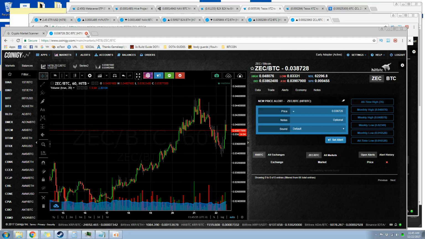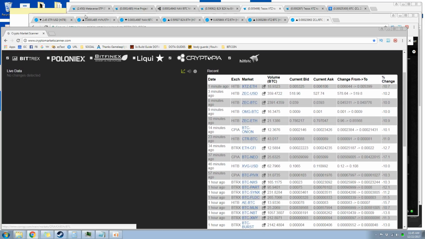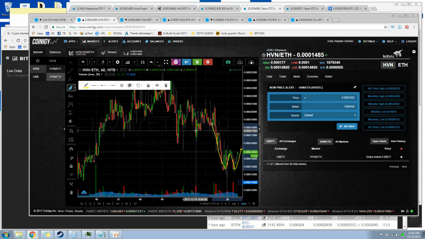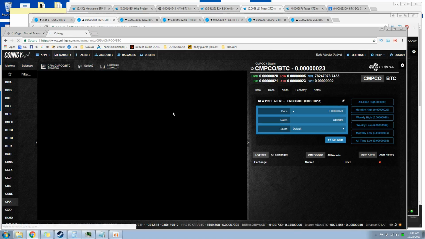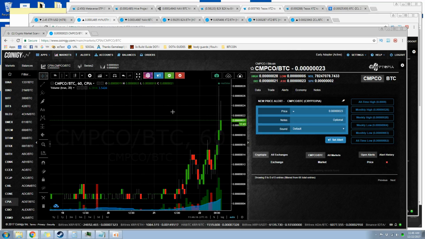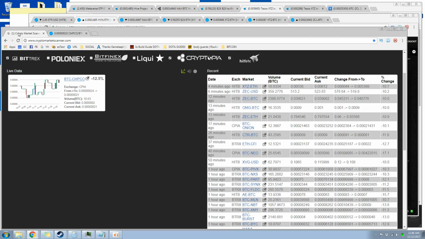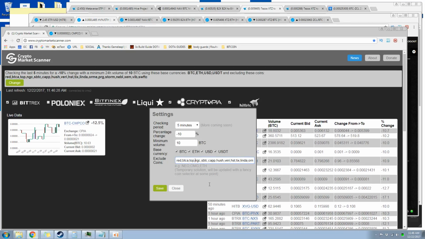I think this is the same one I was just looking at. Let's try one of these that I have already open. As you can see, just waiting for this to come down here. Let's take a look at this one. This is an ugly chart, so I don't want to trade this. CMP. CO.